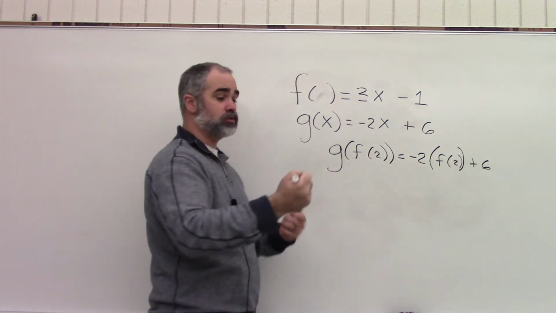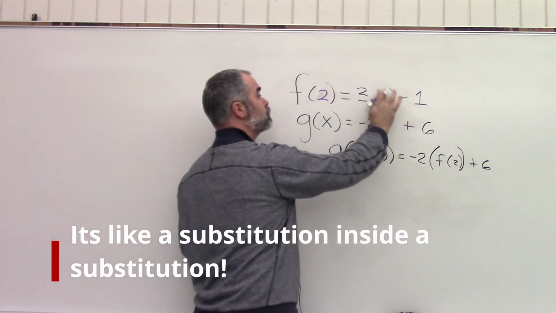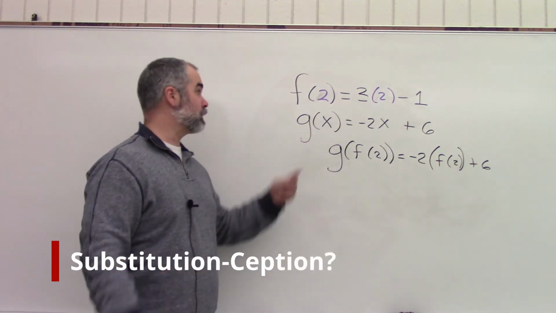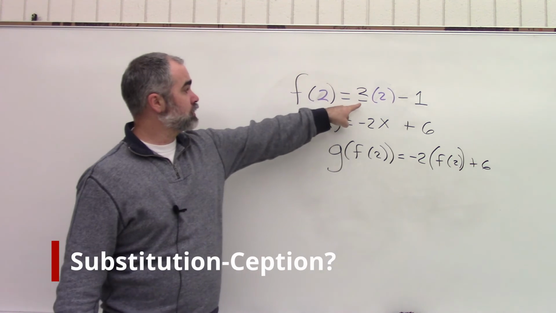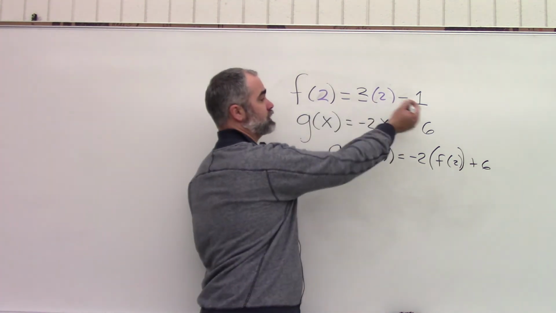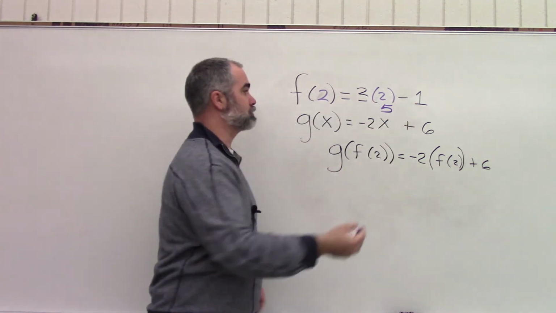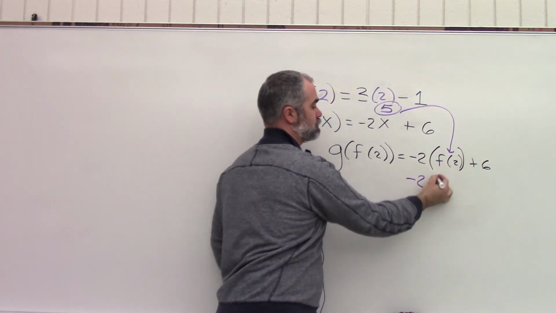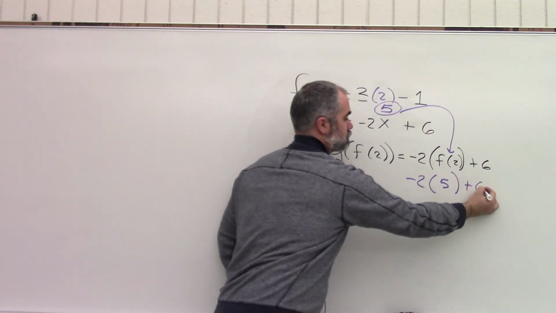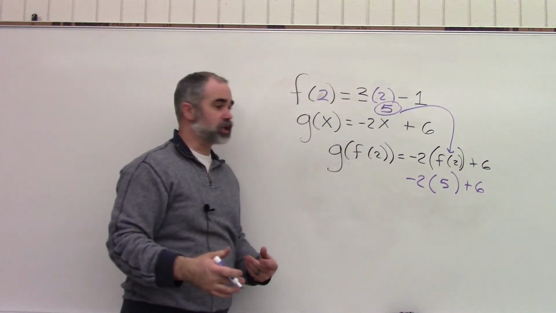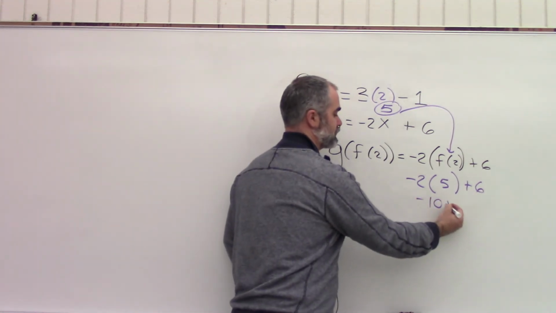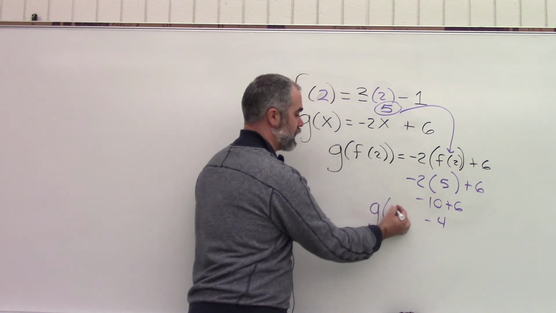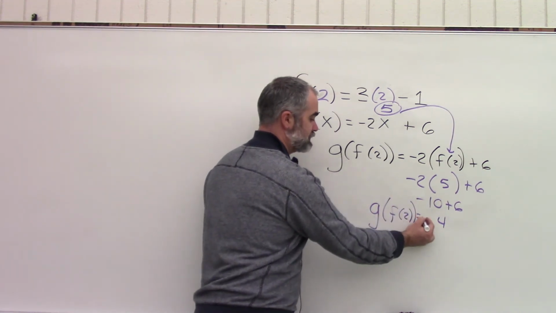So we can go ahead and do that. You can plug 2 into your function for f of 2, find out what it equals. Actually gives you a number. So f of 2, 3 times 2 is 6, minus 1 is 5. So I can actually replace f of 2 with what f of 2 equals, which is a 5. Negative 2 times 5 is negative 10, plus 6 is negative 4. So g of f of 2 is equal to negative 4.